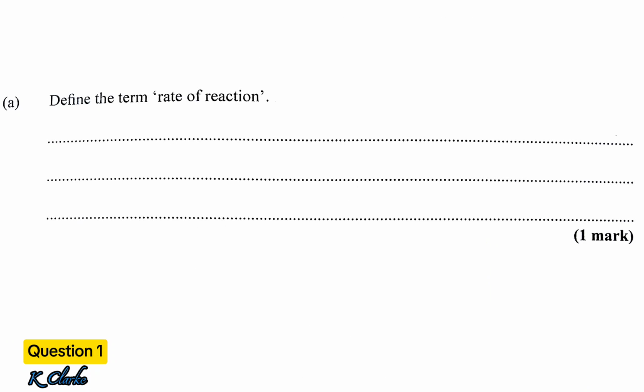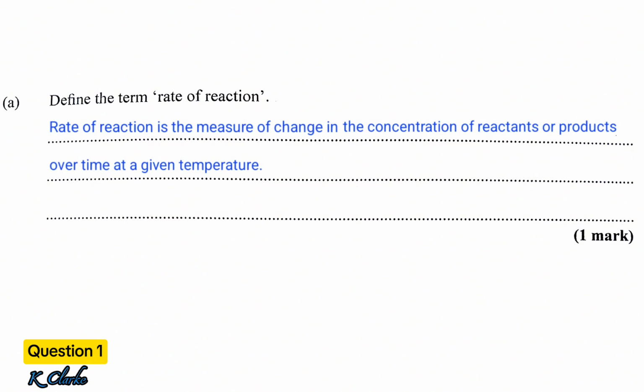A. Define the term rate of reaction. Rate of reaction is the measure of change in the concentration of reactants or products over time at a given temperature. Or you could write the speed at which a chemical reaction takes place.